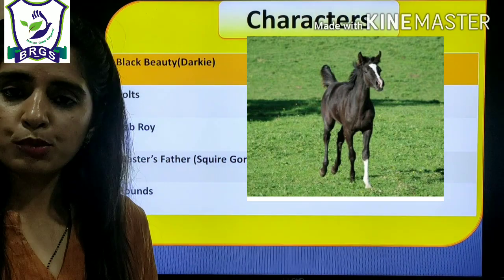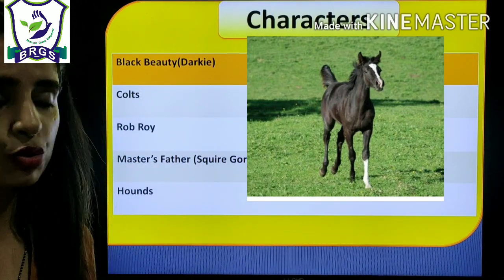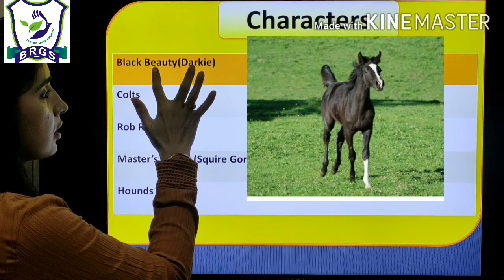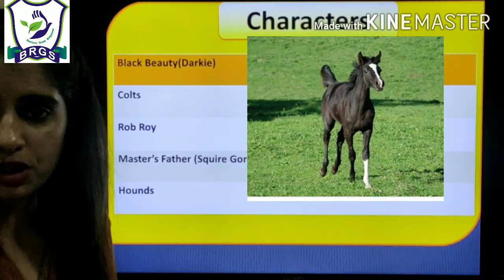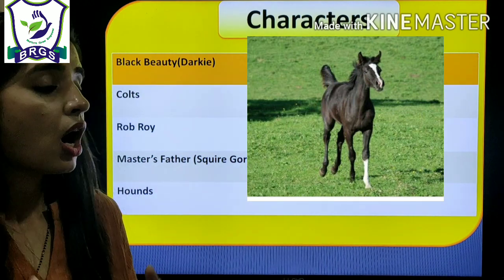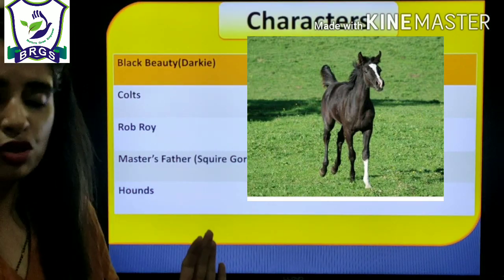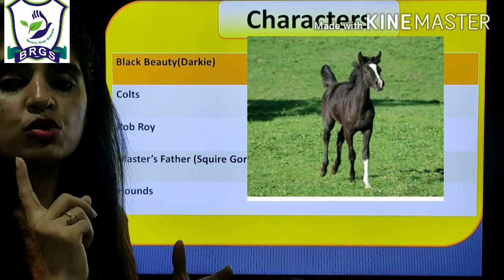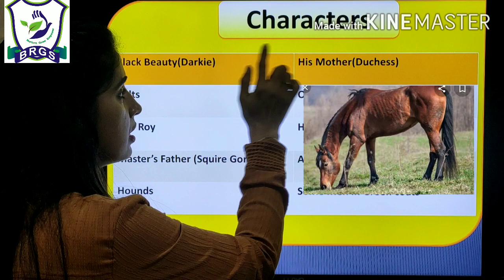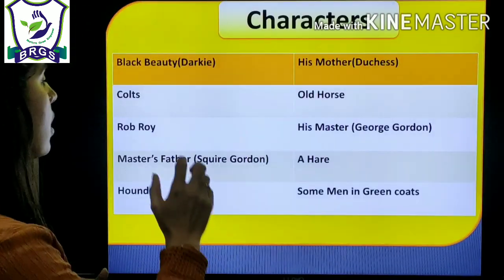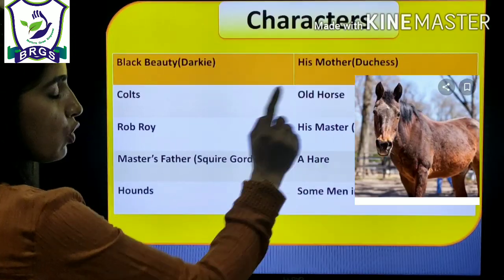I have read the novel Black Beauty, that's why I have written here the name Darky so that you can come to know. Darky was a horse, and this horse is describing the story. I told you that this is an imaginative story because a horse cannot describe a story, right? So this is an imagination only, and the incident when he was 2 years old. There is another character, his mother, Darky's mother, that is Duchess, and colts, young horses less than 4 years old, and an old horse was also there.